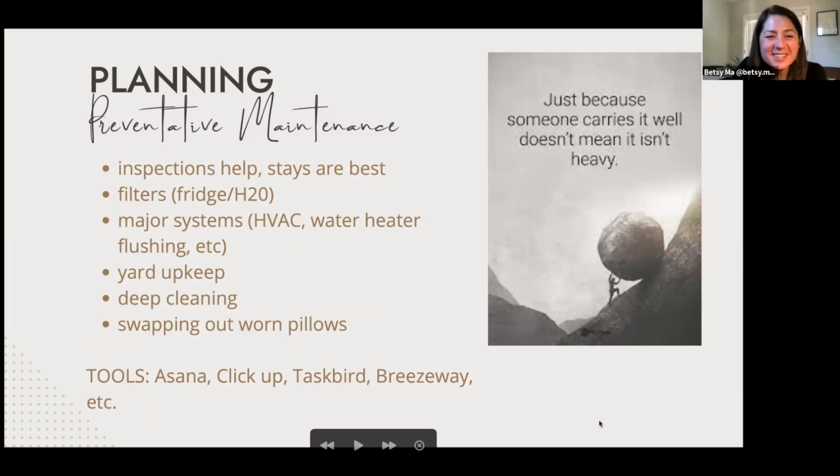Because you will notice things like hair dryers that don't work, or squeaky doors, where the hinges are just making a little bit too much noise in the middle of the night. And then you want to plan for a regular deep cleaning, usually every 3 months depending on occupancy levels.